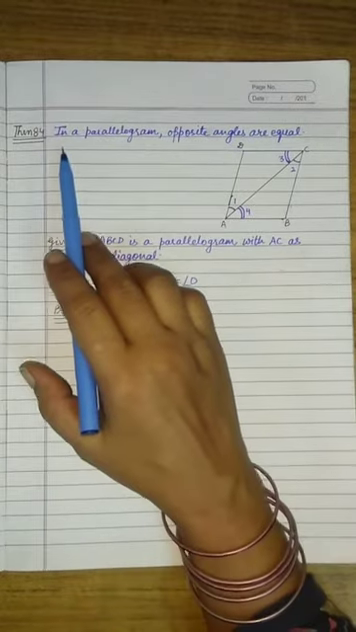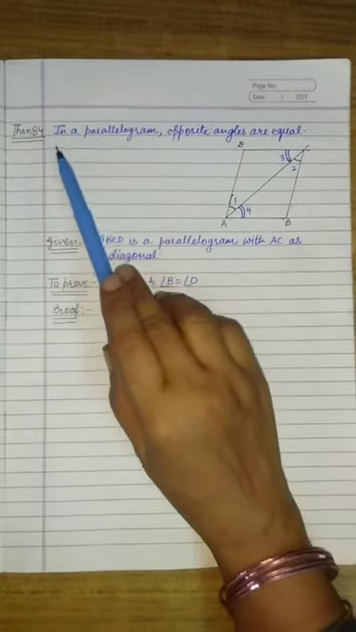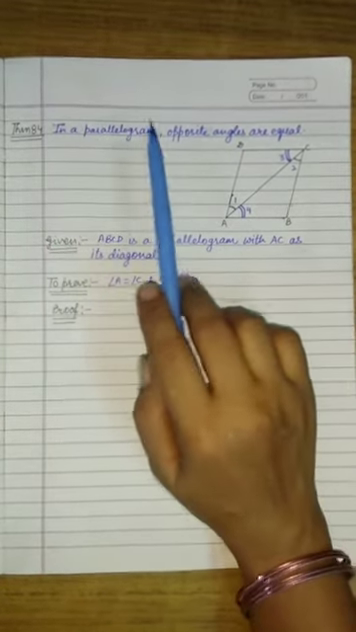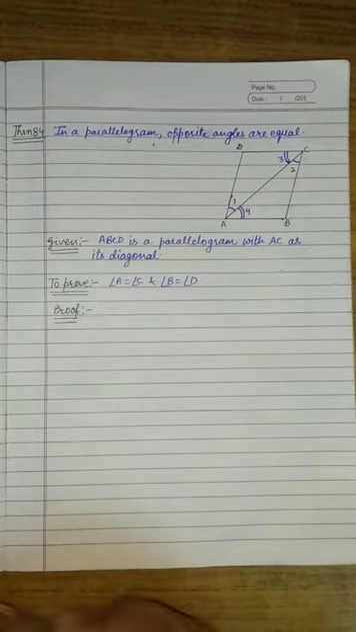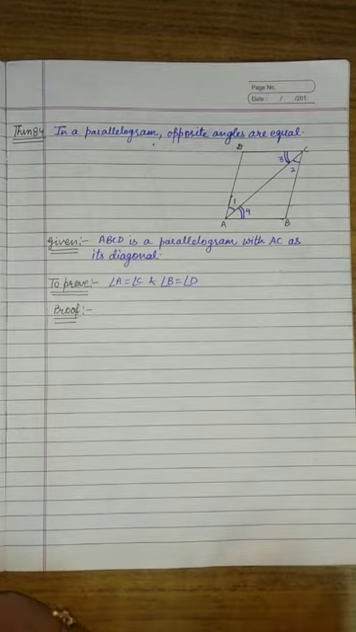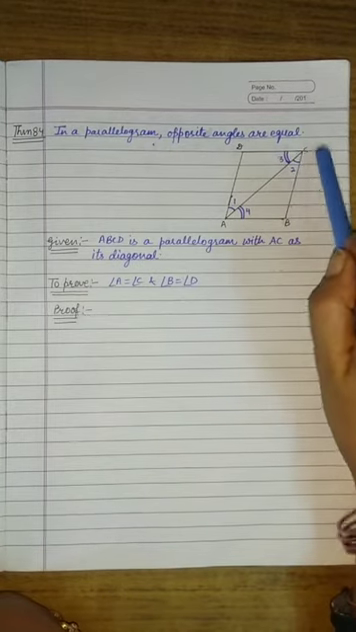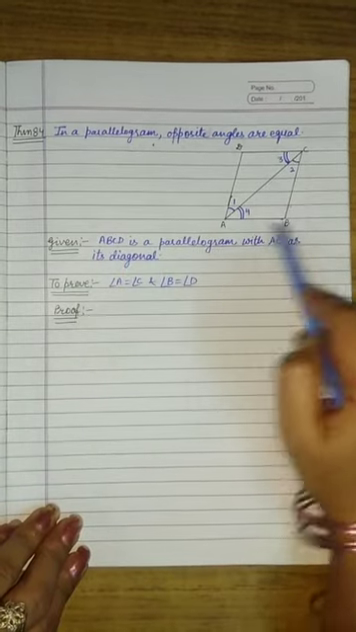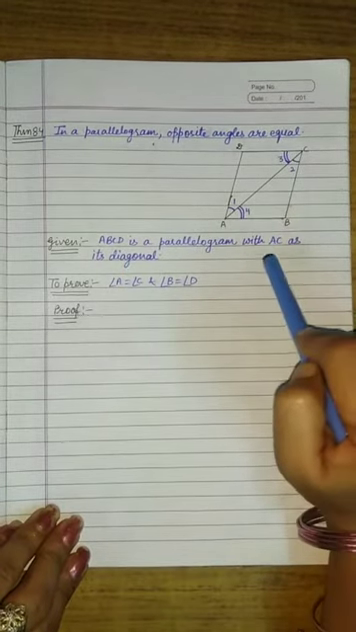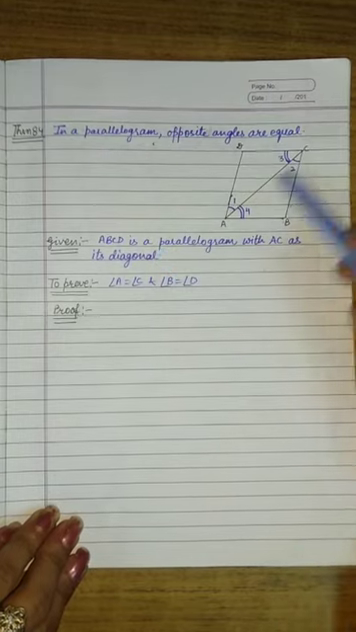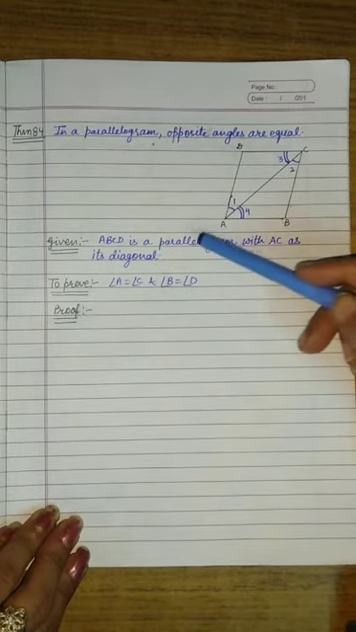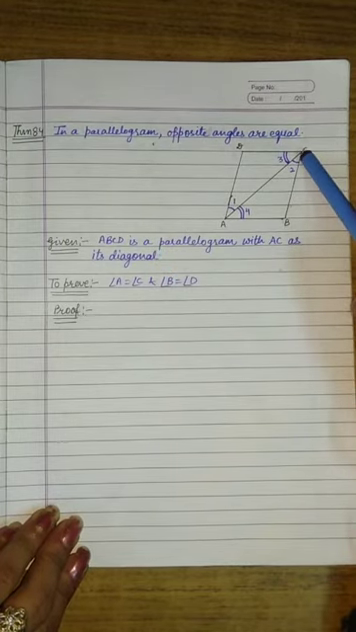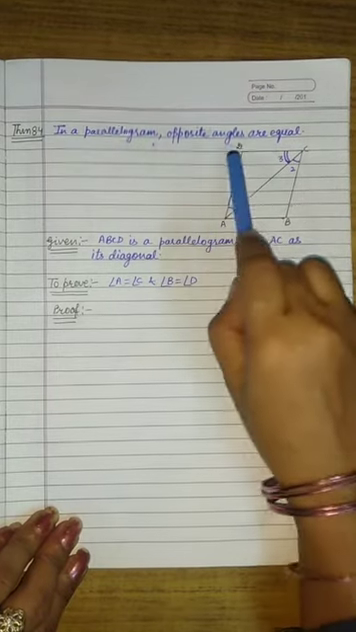Theorem 8.4. The statement of the theorem is: in a parallelogram, opposite angles are equal. We have to prove that opposite angles of a parallelogram are equal. So given ABCD is a parallelogram with AC as its diagonal. AC is the diagonal of parallelogram ABCD. We have to prove opposite angles are equal.